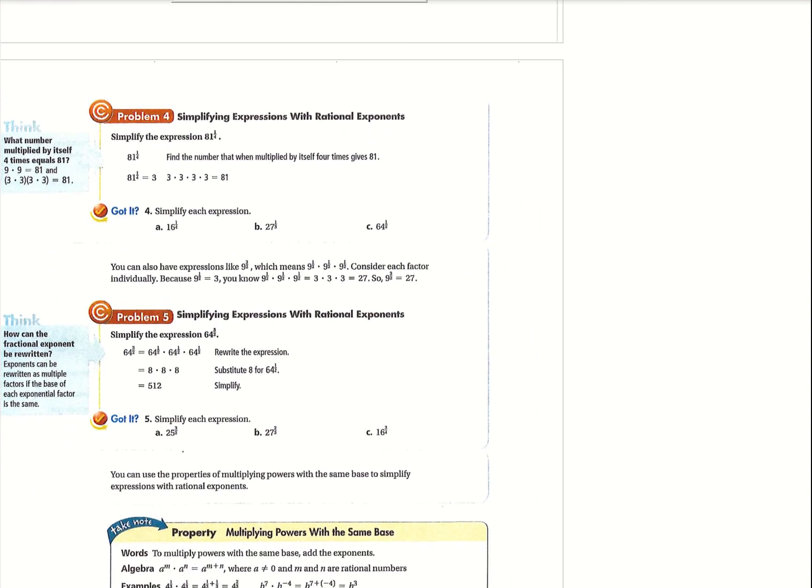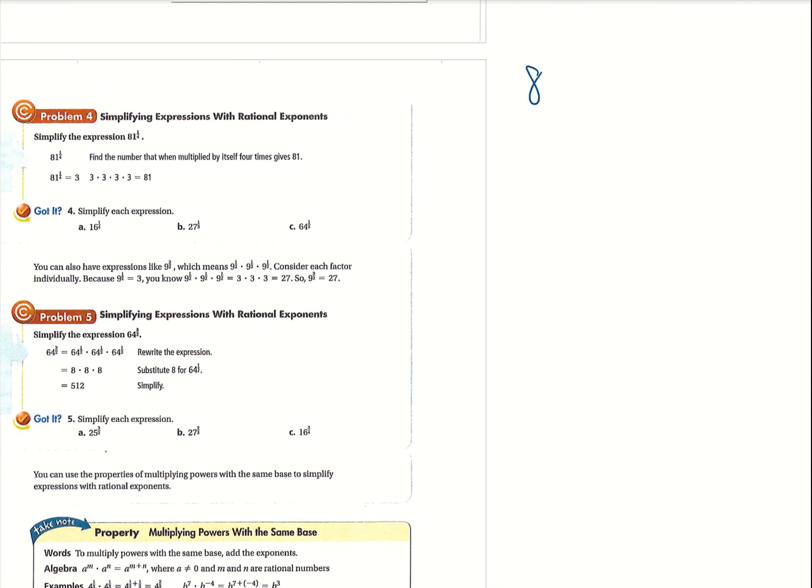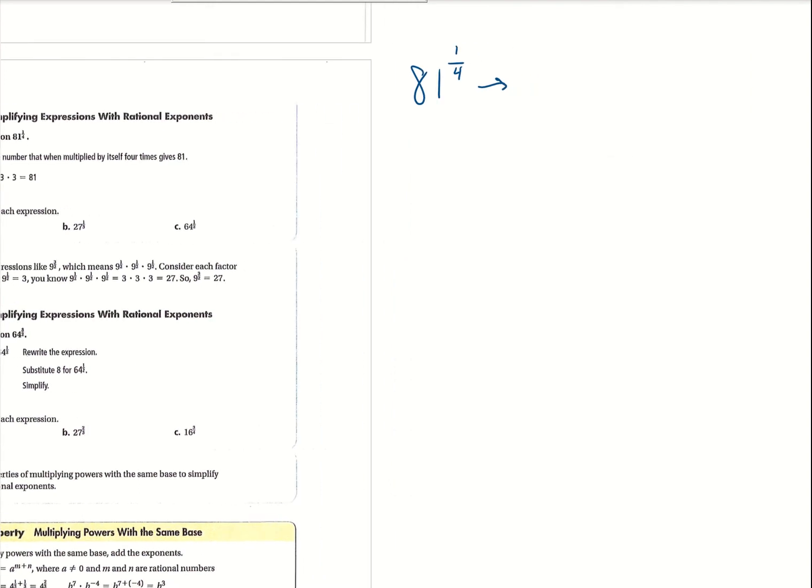So on problem 4, it says 81 to the 1/4 power. I am going to, and this isn't how the book does it, the book is just saying find the number that when multiplied by itself 4 times gives 81. You can do either one. You can do what they do there, just find that number, or you can look at it the same way that I'm looking at it, which is like this. I'm going to use the 4th root of 81.